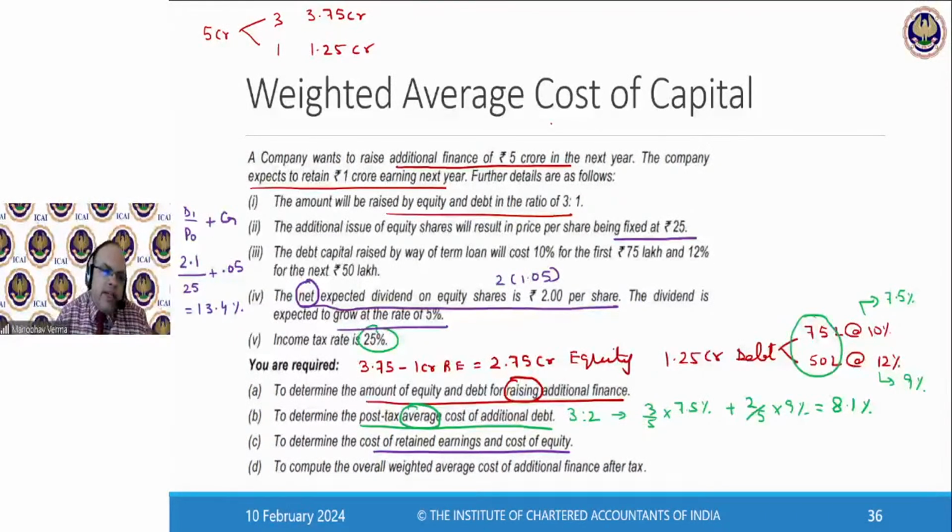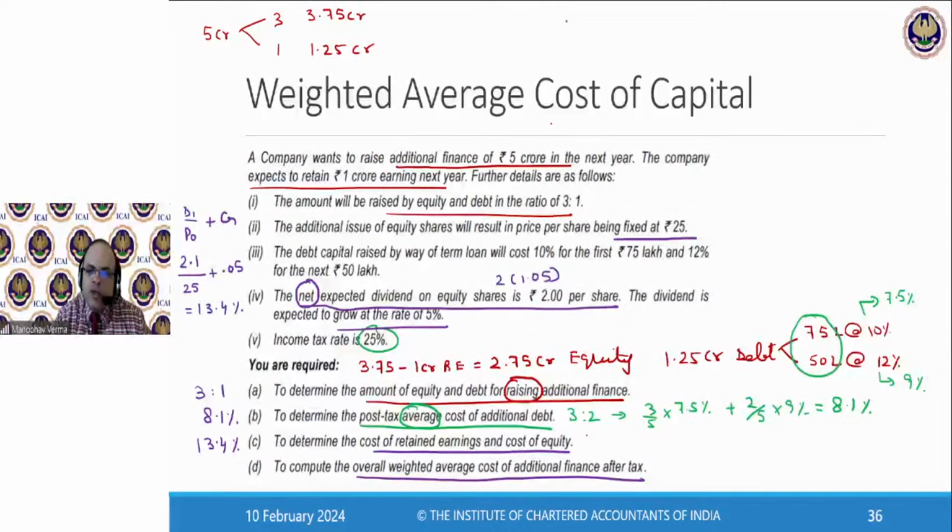So those who are done with 13.4, can you quickly do option number D now? I think very interesting is we know from option number A that we are talking about a ratio of 3 to 1. We know point number B is 8.1%. Point number C gives us 13.4%. That's what we have already calculated. And now we are talking about the overall weighted average cost of additional finance after tax. I think question number 4 becomes a cup of tea here for everyone.